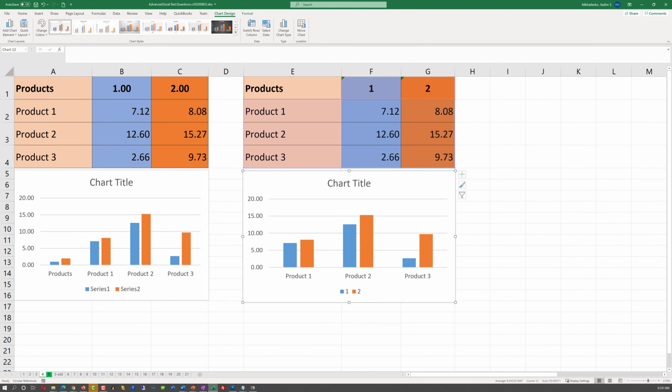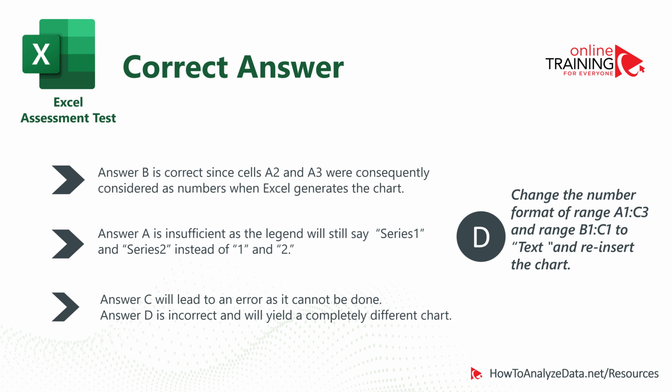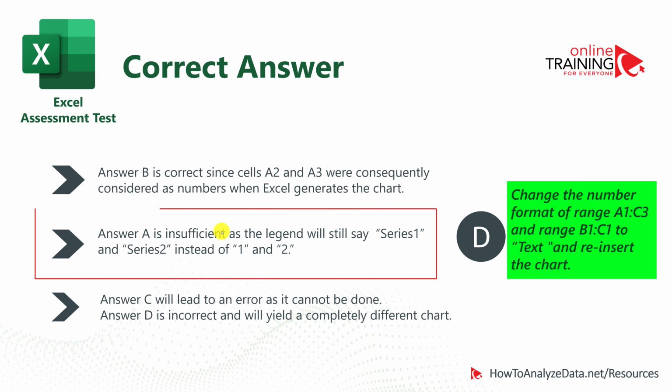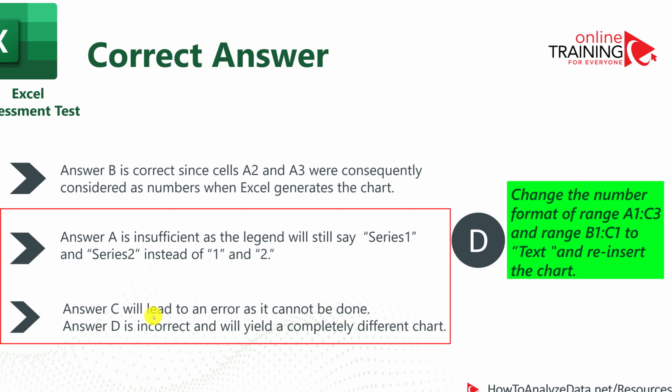Let's recap. The correct choice is D. You need to change the number format of the ranges A1 through A4 and B1 through C1 to text and reinsert the chart. Answer A is insufficient, as the legend will still say Series 1 and Series 2 instead of 1 and 2. Answer B will lead you to an error and cannot be done. And answer C is incorrect and will yield a completely different chart.